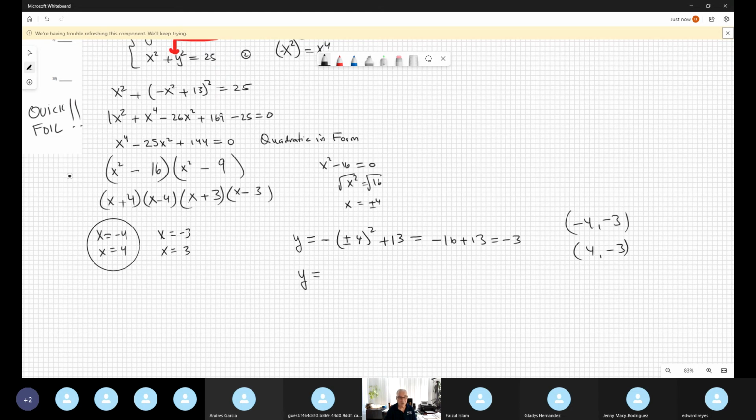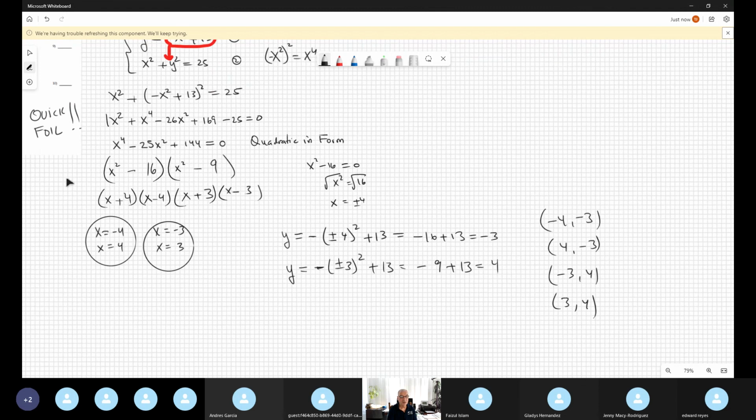Likewise, now we're using this. Is negative plus or minus 3 squared plus 13. So it's negative 9, no? Because 3 squared is 9. Doesn't matter if it's positive or negative. It's negative 9 because this sign is negative. Plus 13 is positive 4. And the points are minus 3, positive 4 and positive 3, positive 4.